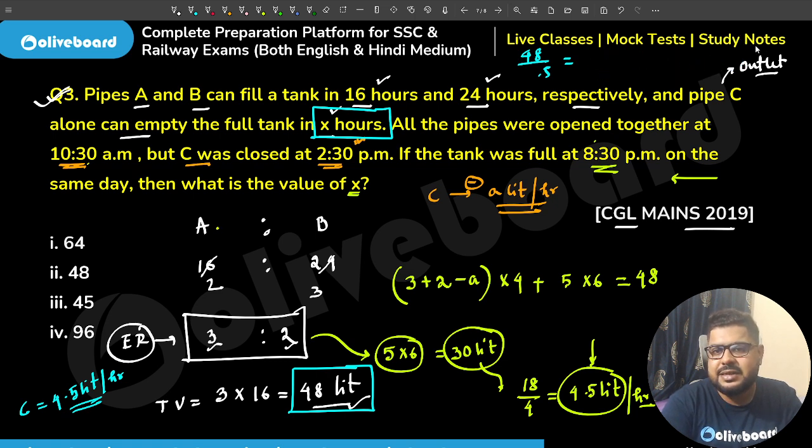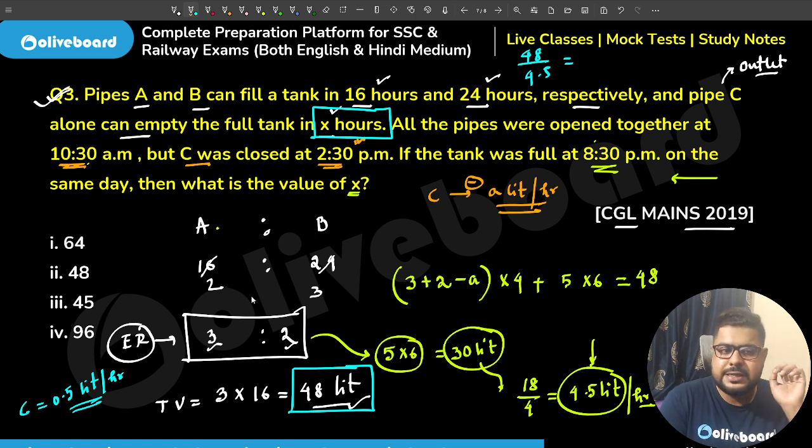My mistake, my mistake, my mistake. Right? 4.5 liters. That was the efficiency that I have to calculate a little bit. So 18 liters is getting filled by 4.5. So C is not 4.5, C is 0.5 in that case. Why? Because you see, total combined efficiency is 4.5.